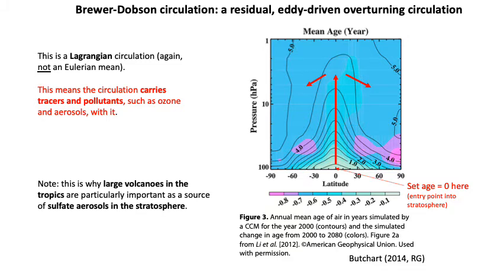So just a quick note, this is actually a fun fact. This is why large volcanoes in the tropics are often considered the most important source for sulfate aerosols in the stratosphere. It's why we care a lot about things like Mount Pinatubo in the Philippines or other tropical volcanoes. When you have large tropical volcanic eruptions, the Brewer-Dobson circulation brings a lot of those aerosols into the stratosphere, and then transports them all over the world within the stratosphere. So that's why they can have particularly strong effects on the global climate.